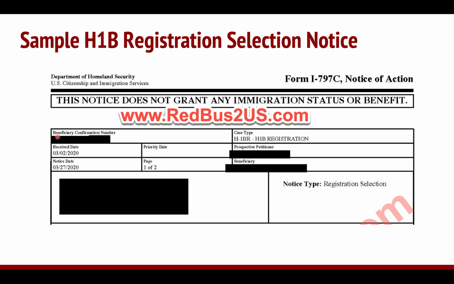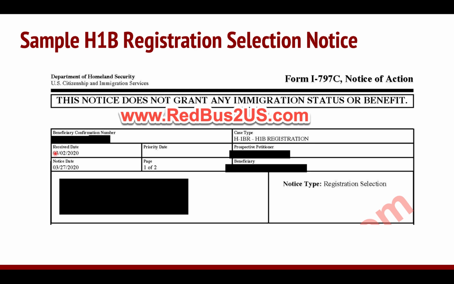So if you look at it, there is a beneficiary confirmation number. It's a pretty long number that your employer would have shared. It's like 15 digits or so. This is something that is tracked internally, and you cannot really use it. And you see the case type is H1BR. It's nothing but H1B registration. That's what the case type is categorized as.